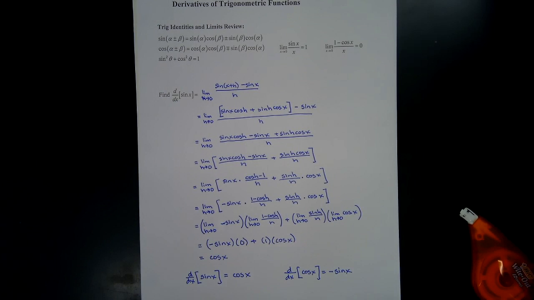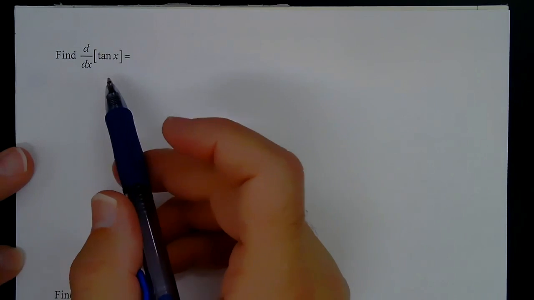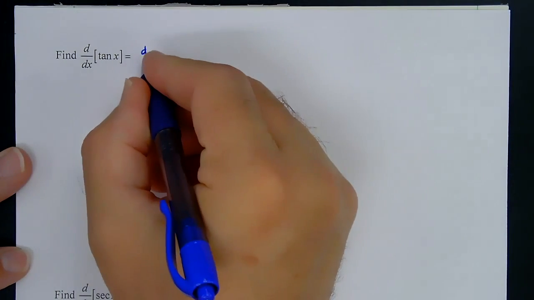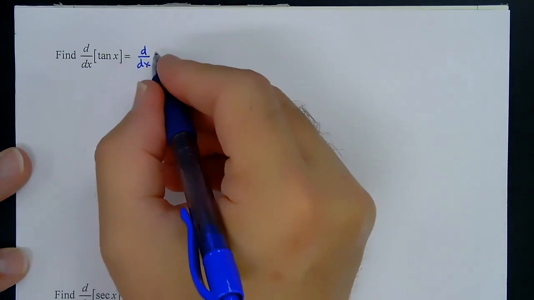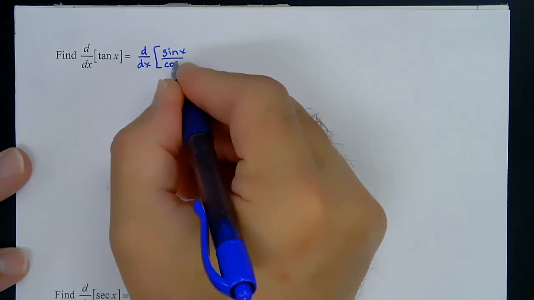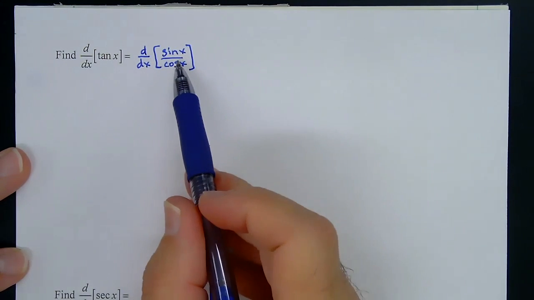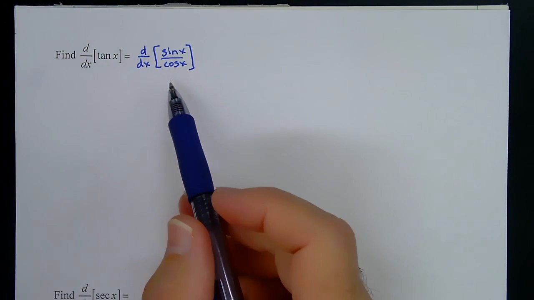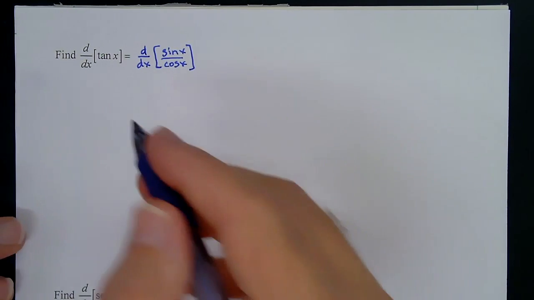All right, so let's go to our next page. So what's the derivative of tan x? Okay, so to figure this one out, we need to rewrite this. Okay, so a trig identity: tan x is the same as sine x over cosine x. Okay, so now this becomes a quotient. And now I don't have to do a limit process. I could actually use the quotient rule because I know the derivative of sine x, and I also now know the derivative of cosine x, okay?